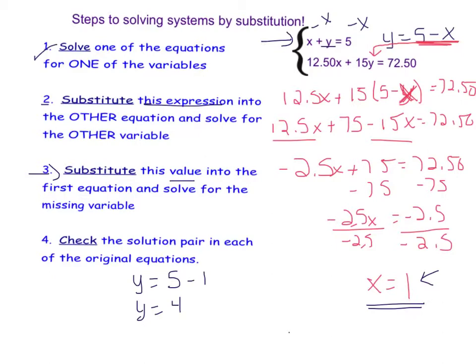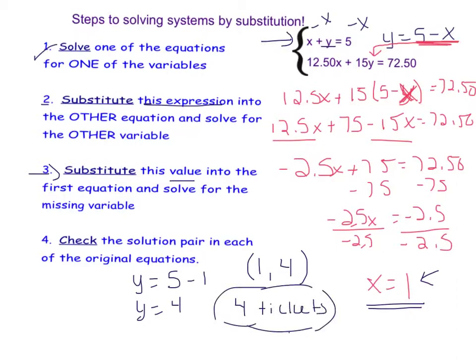Now we learned yesterday that a solution to a system is an ordered pair that makes all of them true. So this is the solution to the system, but it doesn't answer the question. The question asked how many tickets were over 12. So there were 4 tickets purchased for over 12. So this is my answer because it was an application problem. This is the solution to the system.